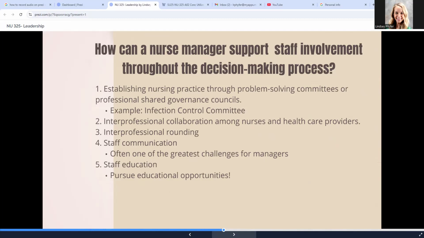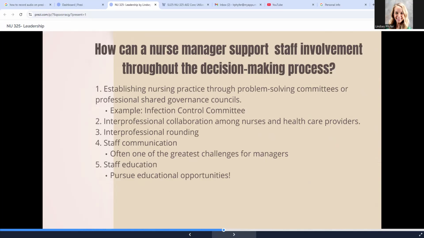Interprofessional rounding is another way to promote staff involvement. And the key difference between interprofessional collaboration versus interprofessional rounding is that with interprofessional rounding, typically what happens is nurses, physicians, physical therapists, dietitians, really whatever member of that interdisciplinary health team is needed for that specific patient will go into that patient room together and discuss the plan of care amongst each other in front of the patient and their family to make sure that everyone is well informed in that decision-making process.